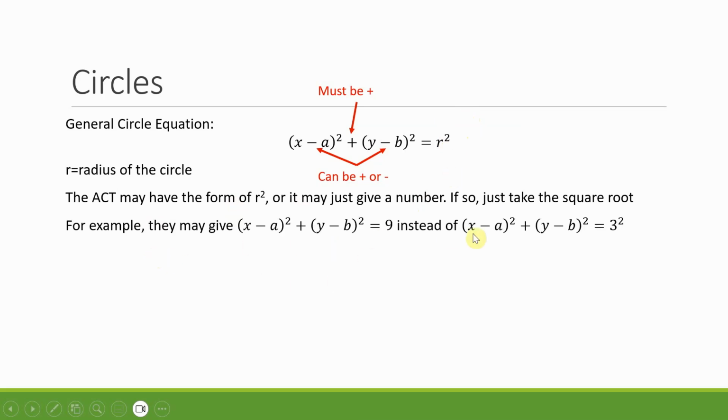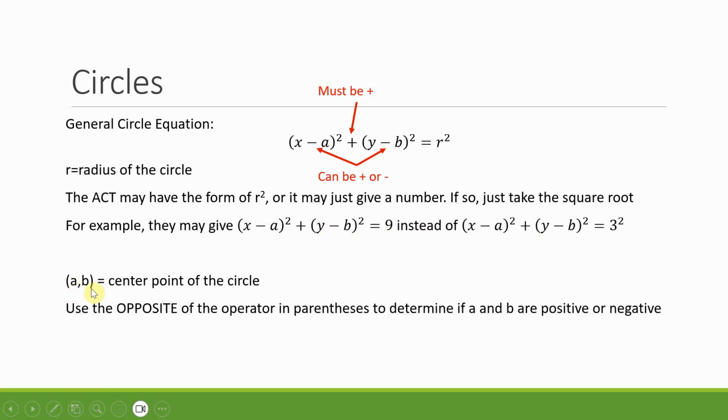So here's the example that I was just talking about. If they gave you this with a 9 over here, instead of 3 squared, these are the same thing. The radius is 3, not 9. So that's R. A and B give you the center point of the circle. But remember how these can be plus or minus? That matters in choosing whether these are positive or negative.